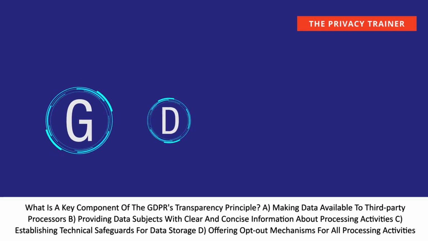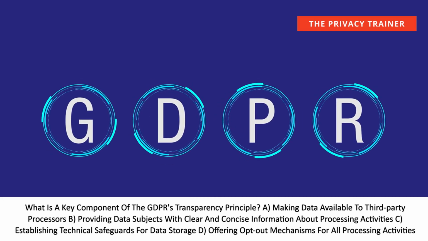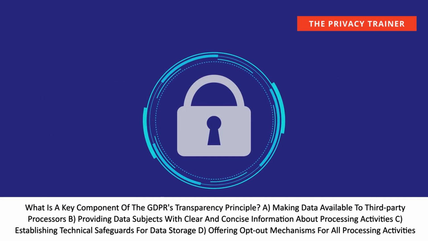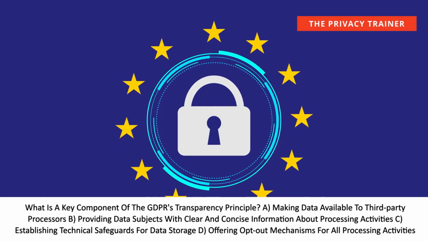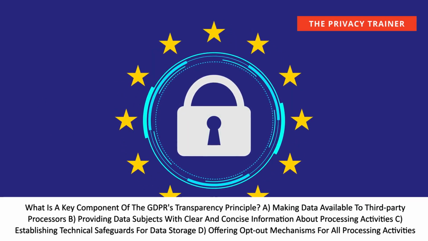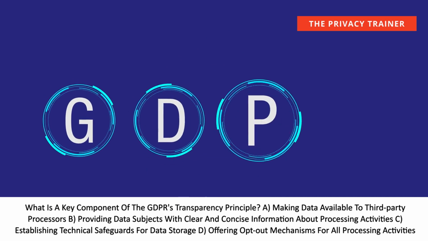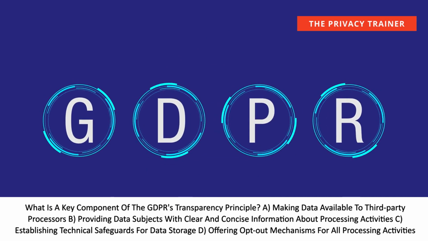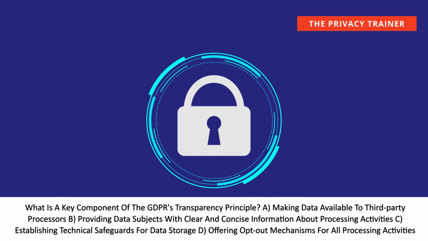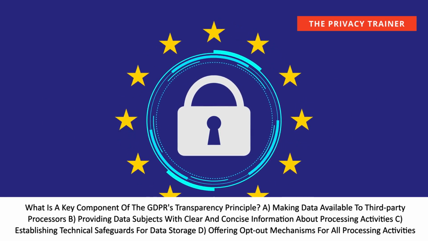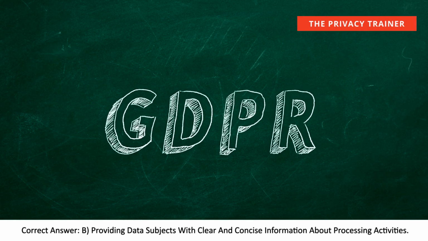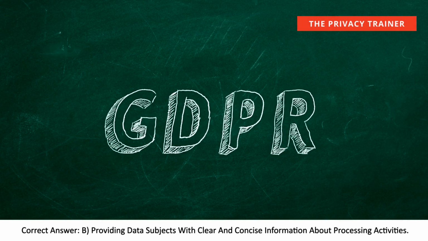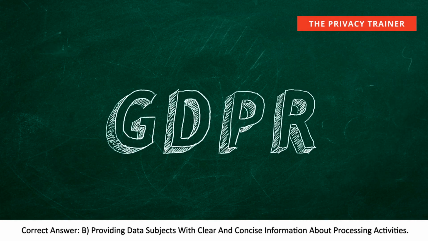What is a key component of the GDPR's transparency principle? A. Making data available to third-party processors. B. Providing data subjects with clear and concise information about processing activities. C. Establishing technical safeguards for data storage. D. Offering opt-out mechanisms for all processing activities. Correct answer: B. Providing data subjects with clear and concise information about processing activities.